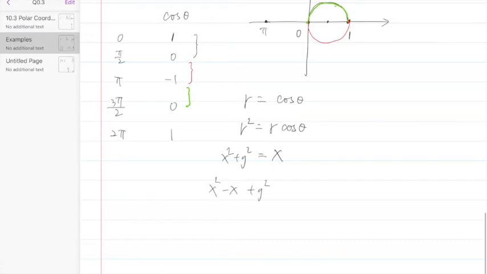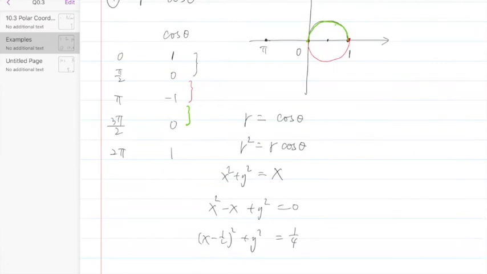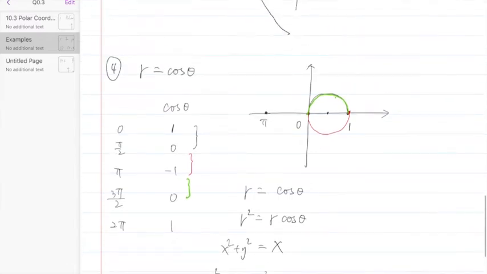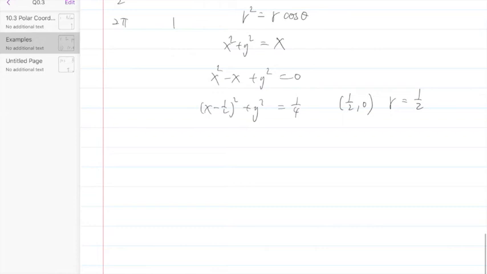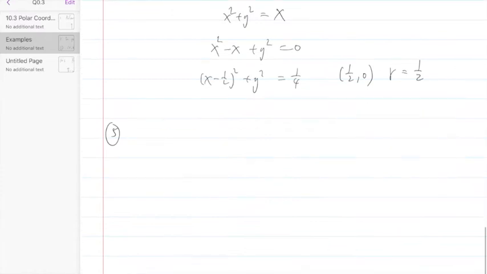Now if you do a little bit of manipulation here, complete the square, you will get this, which is exactly the circle, centered at (1/2, 0), with r equals 1/2. Okay, that's how you got the circle here. You don't have to do this every time when you see a polar coordinate curve. You can just draw it as I did, but I just did this to show you the solid computation that this is actually a circle.